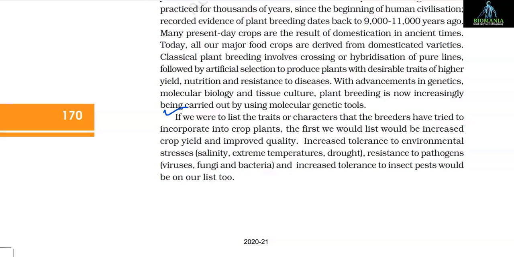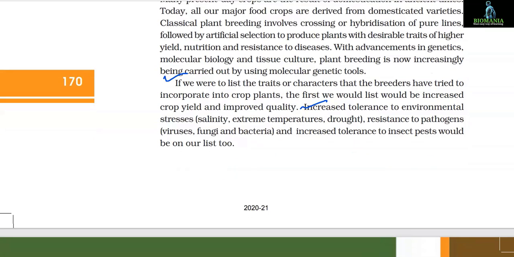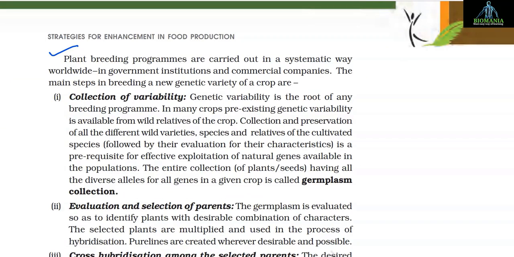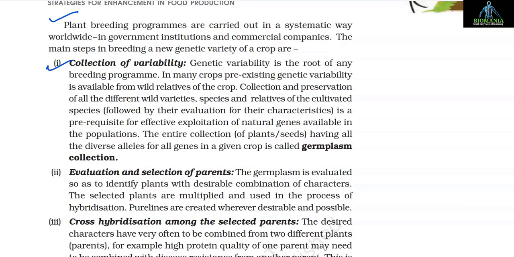If we were to list the traits or characters that our breeders have tried to incorporate into crop plants, the first we would list would be increased crop yield and improved quality. Increased tolerance to environmental stresses, that is salinity, extreme temperature, drought, resistance to pathogens, and increased tolerance to insect pests would be in our list too. Plant breeding programs are carried out in a systematic way worldwide, in government institutions and commercial companies. The main steps in breeding a new genetic variety of a crop are: number 1, collection of variability.